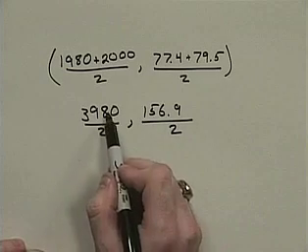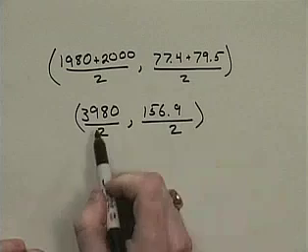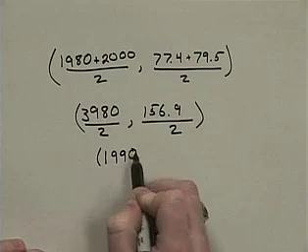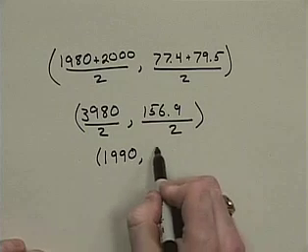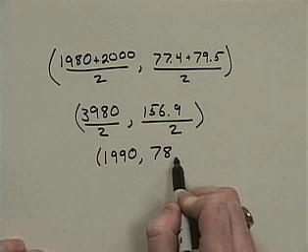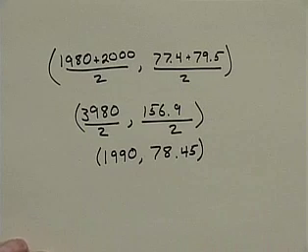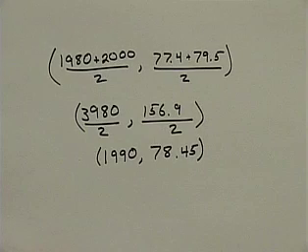Now, this certainly turns into, when you do your division, 1990, which is the year we're looking for, and 78.45. So the average life expectancy of a female born in 1990 was 78.45 years.